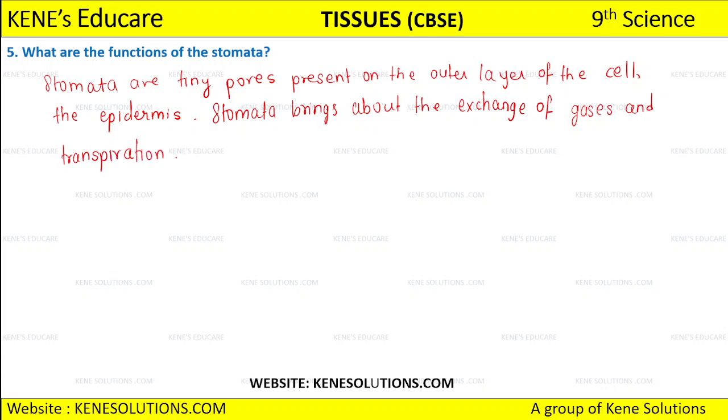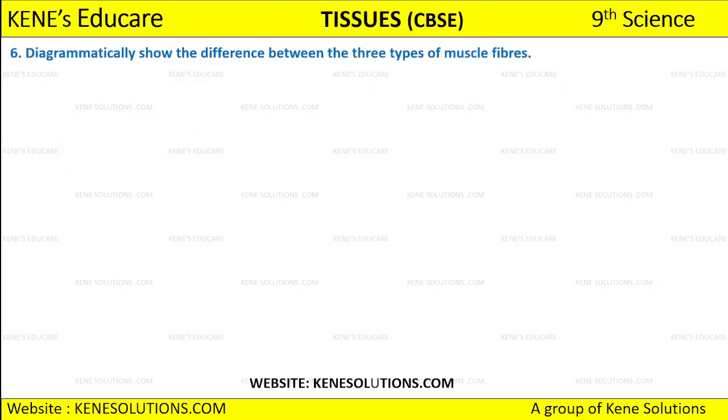Transpiration is what? Loss of water from the tip of the plant. That is called as transpiration process. So stomata is going to bring about, like, the exchange of gases is going to occur because of the stomata, as well as transpiration process also occurs because of stomata.